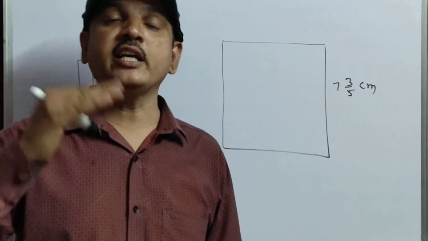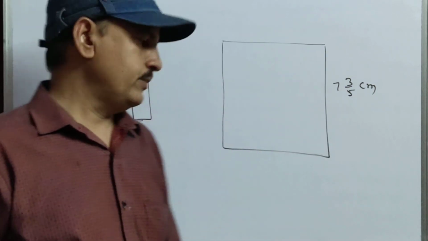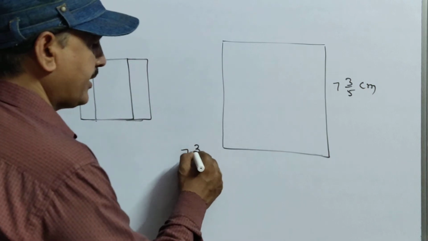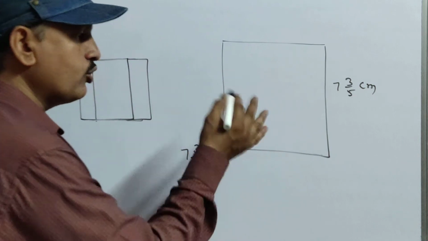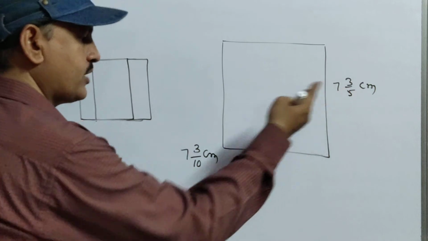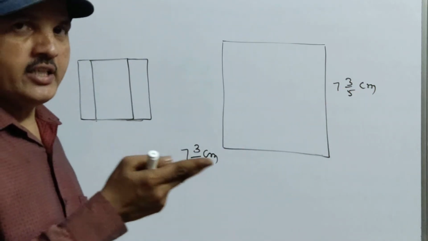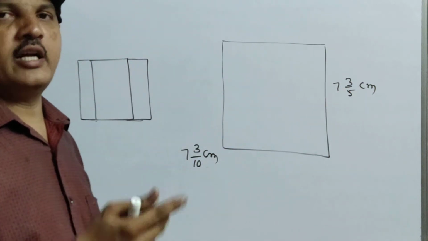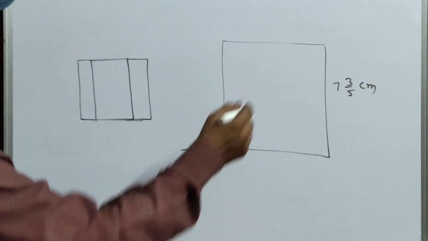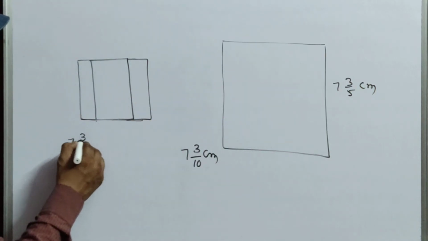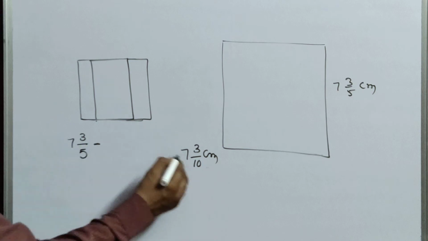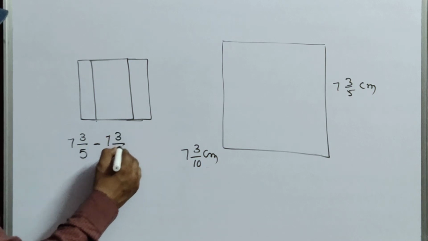And it cannot be more than 7.3 by 10. So what to do? It cannot be more than 7.3 by 10 centimeters. That's why do subtraction. That means we did trimming, right? So how much do you trim? That one you will get now. Okay. That means 7.3 by 5 minus 7.3 by 10.